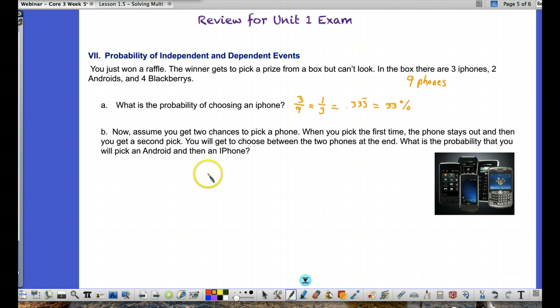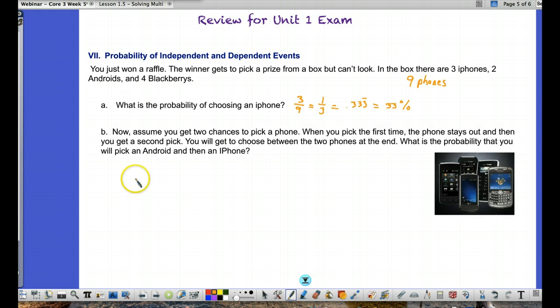That's an independent probability, right? It doesn't depend on anything. We just made a pick. But now if you look at B, assume you get 2 chances to pick a phone. When you pick the first time, the phone stays out. So think about that. That changes how many phones you have, so that changes your probability for the second one. That's called a dependent event.